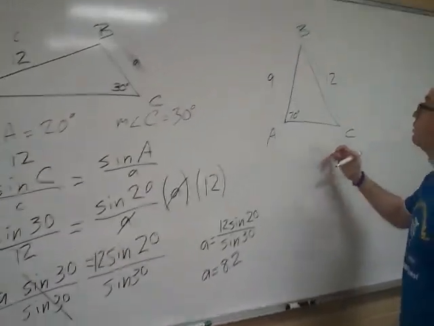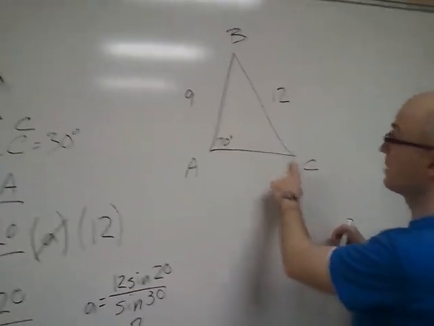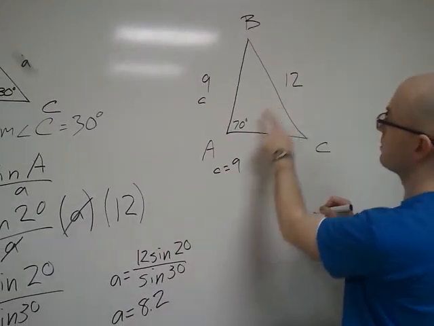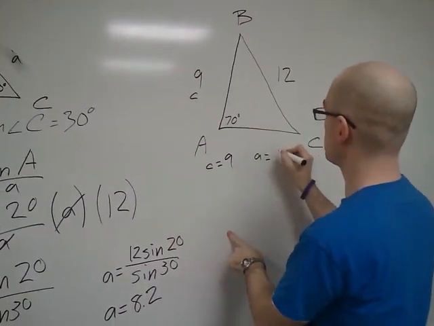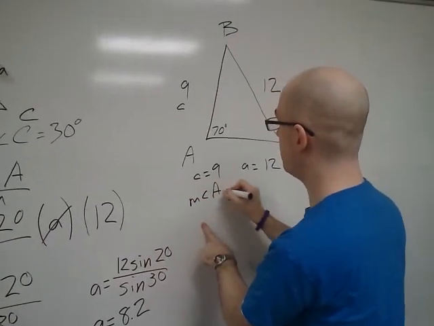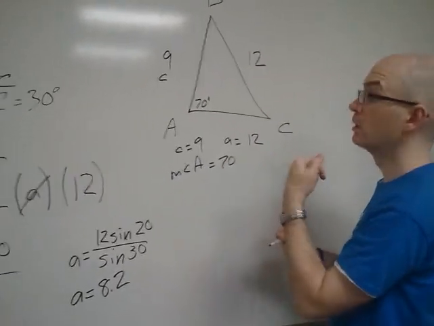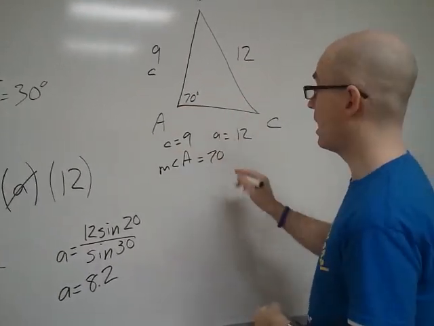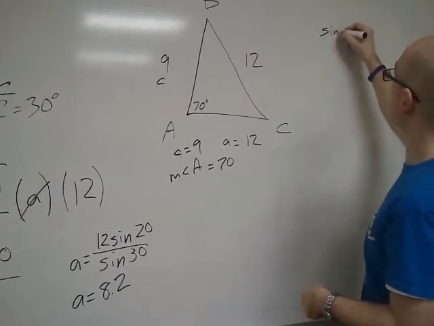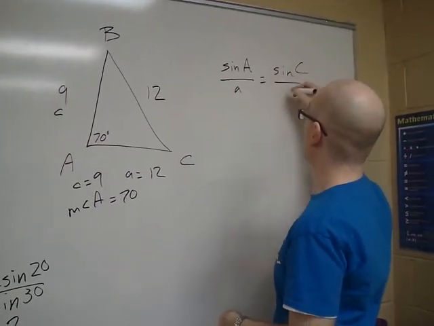We can also use it to find an angle. So in this case, let's identify these. Across from big C, this would be our little c. Little c equals 9. Across from big A, we've got little a. Little a equals 12. And we've got the measure of angle A, which is 70. Again, we're going to set a ratio. In this case, we're using A and C again. So the sine of big A over little a is equal to sine of big C over little c.